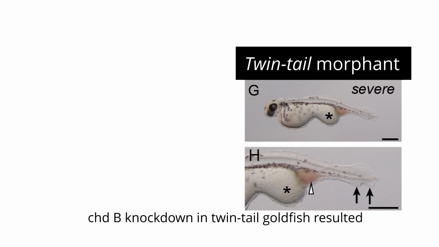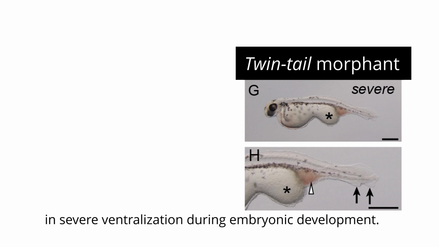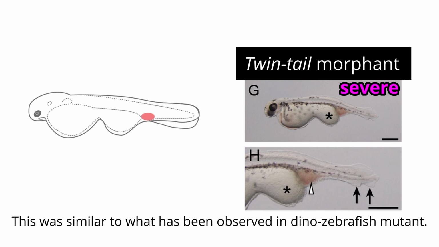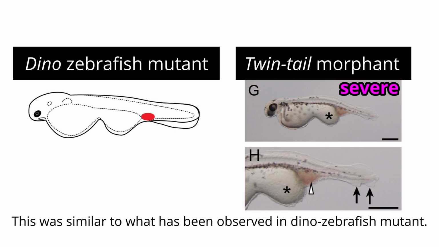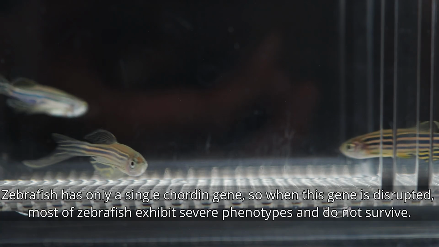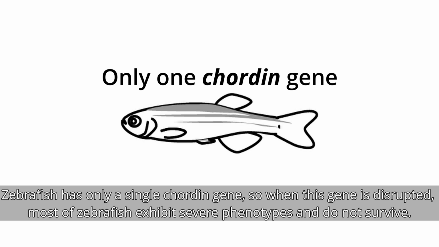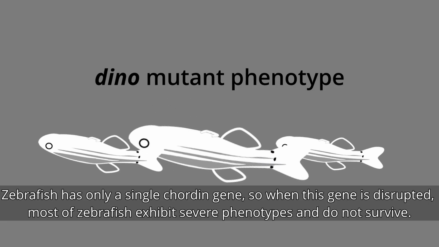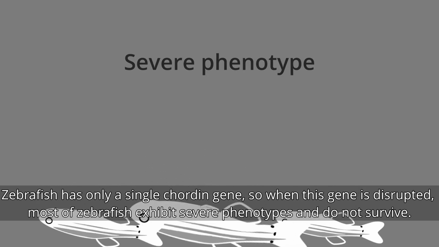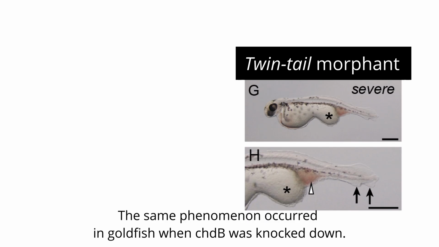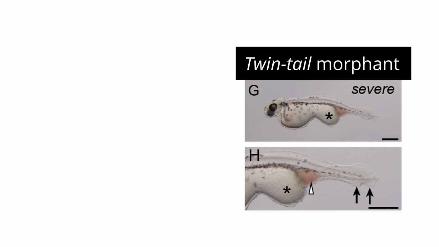On the other hand, coding B knockdown in twin-tail goldfish resulted in severe ventralization during embryonic development. This was similar to what has been observed in the dino zebrafish mutant. Zebrafish has only a single coding gene, so when this gene is disrupted, most zebrafish exhibit severe phenotypes and do not survive. The same phenomenon occurred in goldfish when coding B was knocked down.